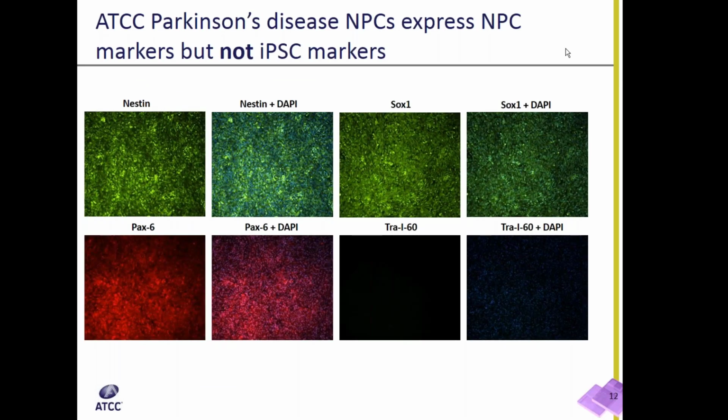Next, we'll look at the expression of those markers in the Parkinson's neuroprogenitor cells. These cells were incubated in ATCC expansion medium, as in the cells in the previous slide. As you can see, the cells express nestin in green and PAX6 in red, and lacked expression of TRA-1-60. So the Parkinson's neuroprogenitor cells also fulfilled our criteria.